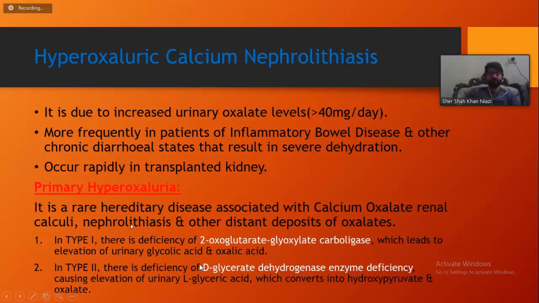We will have calcium oxalate renal calculi, other places inside the urinary system, and we will have distal deposits of oxalates as well.